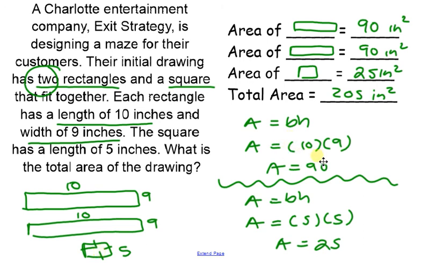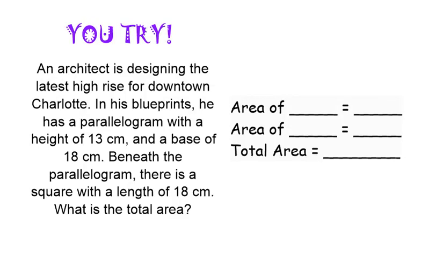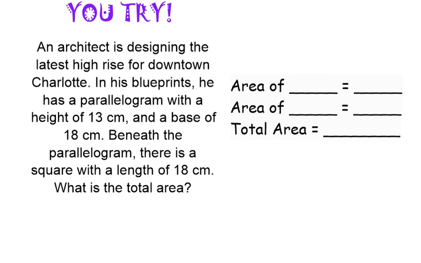For the two rectangles, base times height is 10 times 9, which is 90 inches squared. And for the square, 5 times 5 is 25 inches squared. When you add 90, 90, and 25, you should get 205 inches squared. All right, I think this is the last example, so let's go ahead and get to work on this.